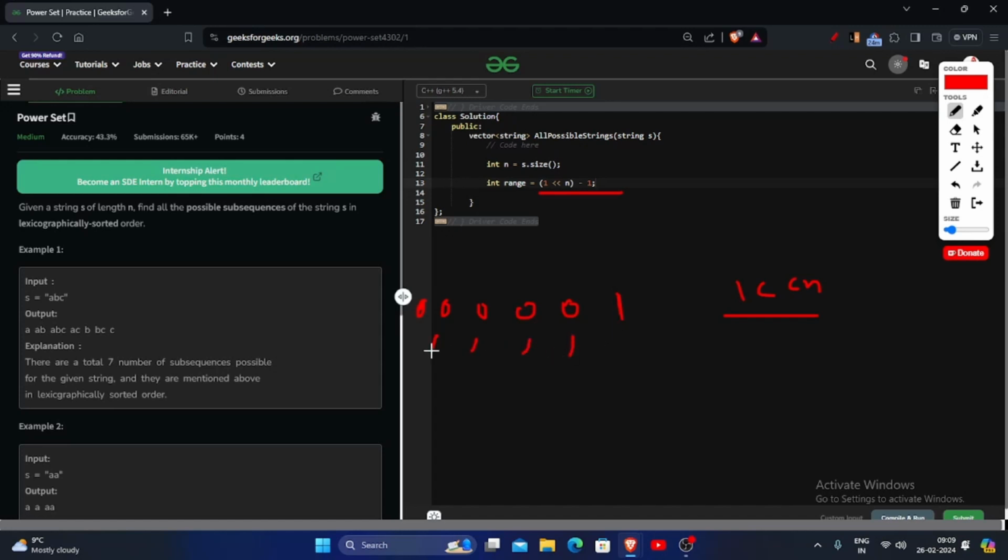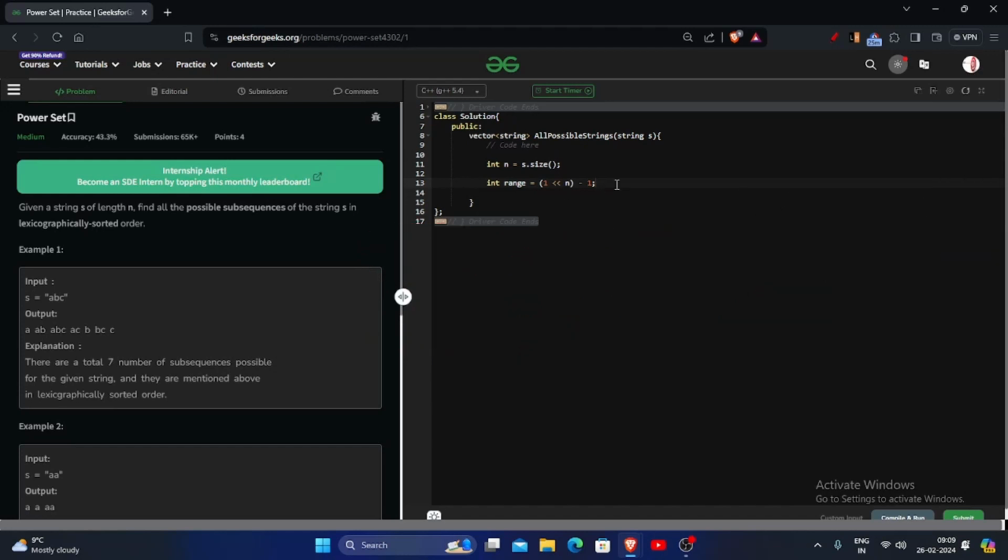1, 2, 3, 4, 5, 6. So it would be somewhere here, and the binary representation would be this minus 1, because we never need this. We are concerned about these number of bits. Or you can use the simple power function, 2 raised to the power n, minus 1. So now, I already said our mask is from 1 because we are not dealing with an empty subsequence.